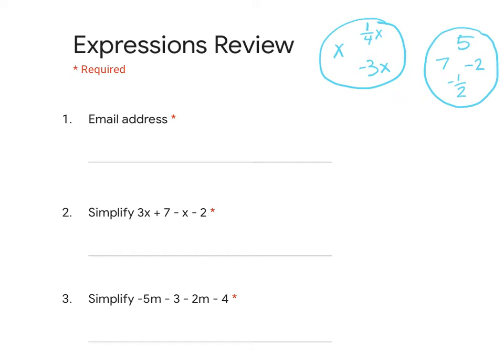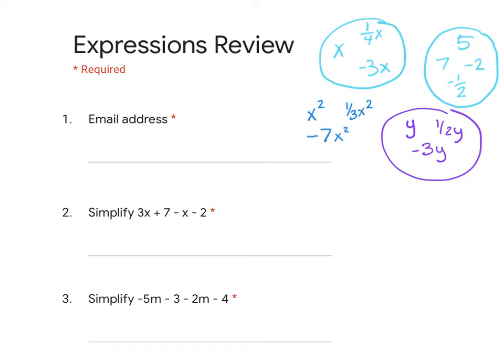Another different like term would be, if we're talking y, right? So 1/2 y, -3y. These are all like terms because they're all y's. And then one other one would be, let's talk x squared. 1/3 x squared, -7x squared. These are all like terms, okay? The x's and the x squares are not the same, okay?